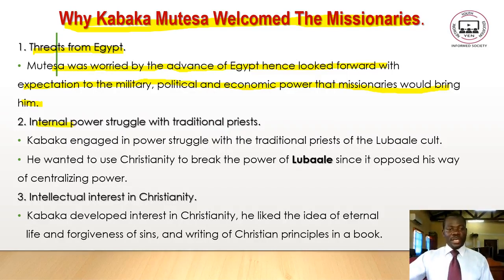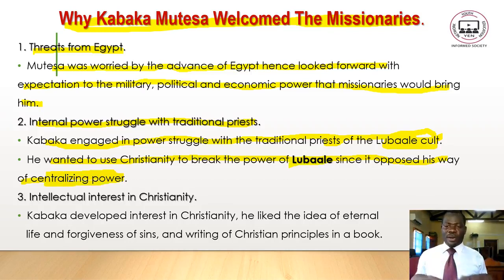And also internal power struggle with the traditional priests. Kabaka engaged in some struggle with the traditional priests of the Lubale cult. Remember, we mentioned this Lubale cult. He wanted to use Christianity to break the power of Lubale, since it opposed the centralizing power. These priests felt they also had the power to control other aspects of the kingdom. So he wanted to suppress the Lubale cult.